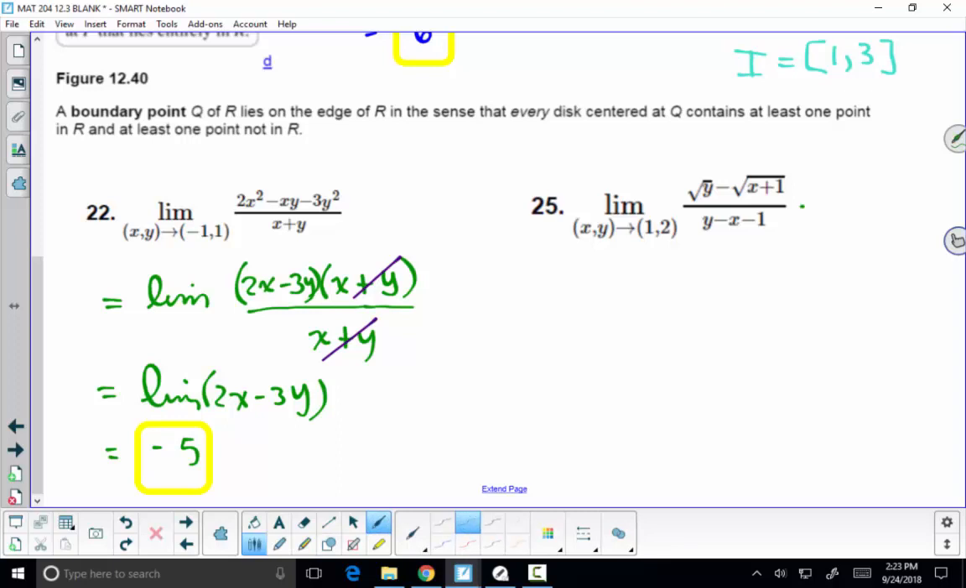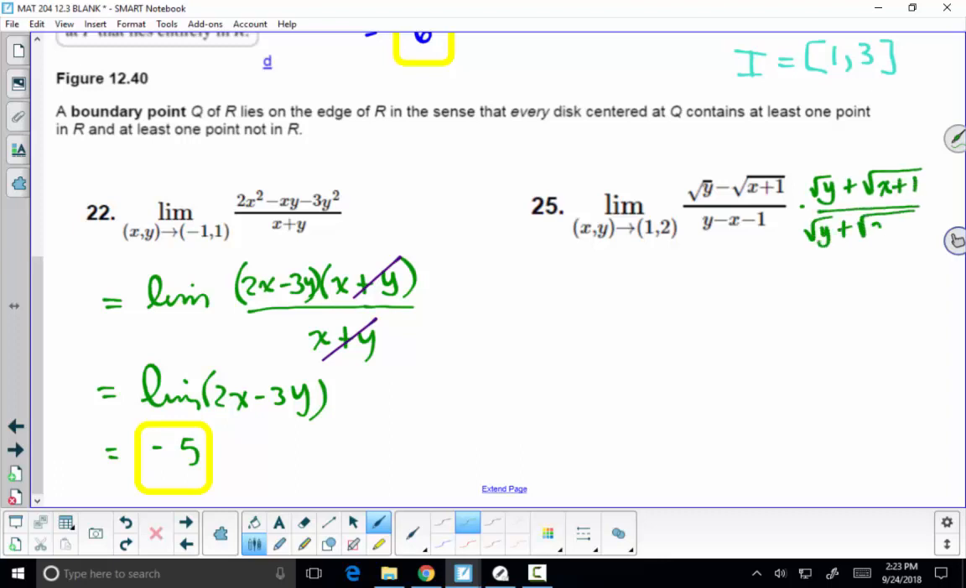All right, so here we plug in the 1 and the 2. We get 0 over 0, no good. What do you think we're going to do? Multiply with conjugates. Yeah, good, what Hung said. Is it a conjugate? Yes, multiply by the conjugate.